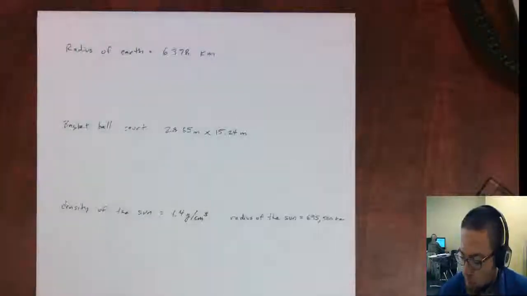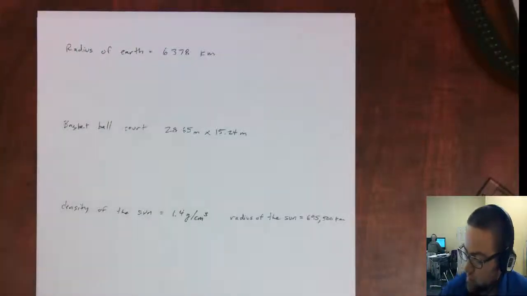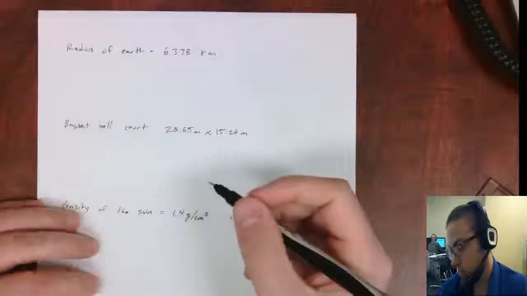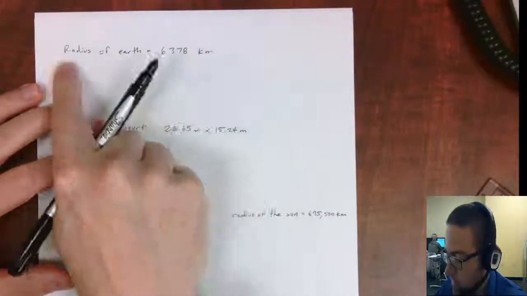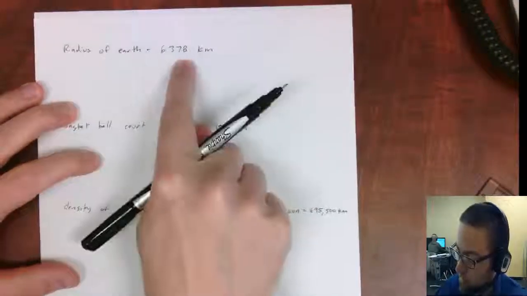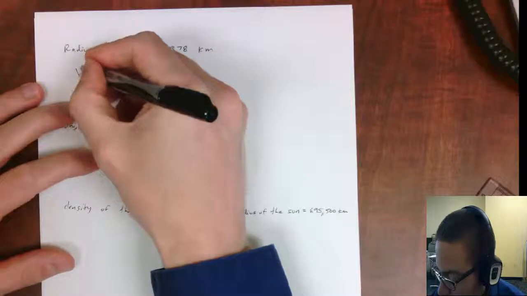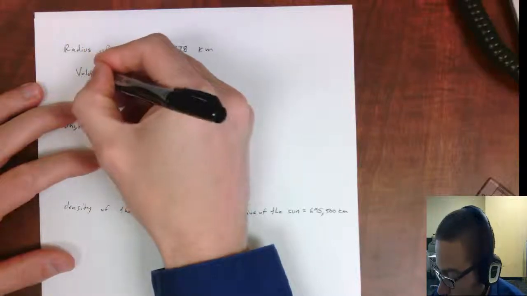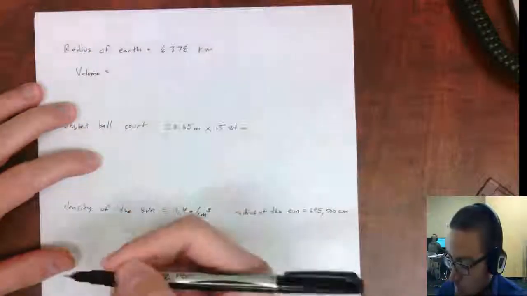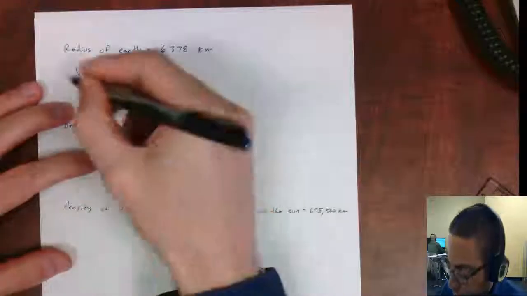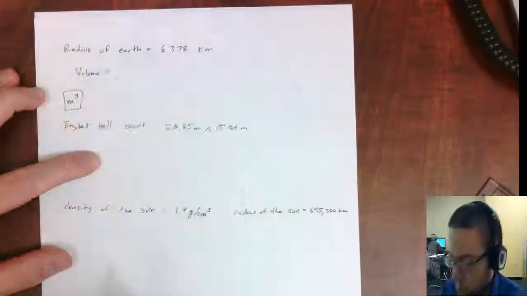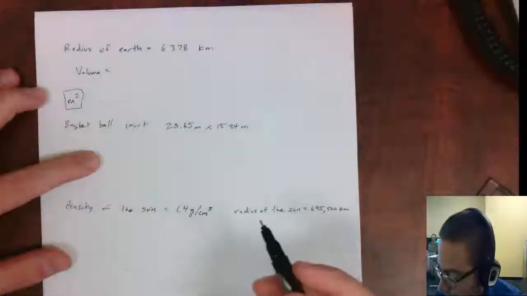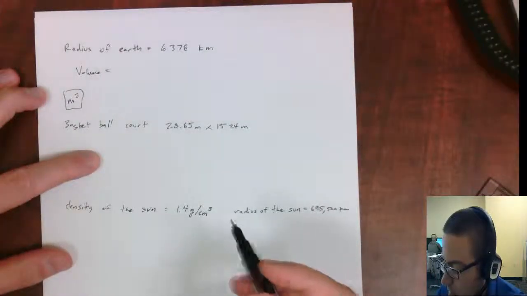Okay, so we want to do some operations with these scientific units and notation. So I'm going to do an operation here. Let's see. I looked up the radius of the Earth, and just out of curiosity, I want to find out what is the volume of the Earth in cubic meters. So I'm shooting for cubic meters, right? So meters cubed.